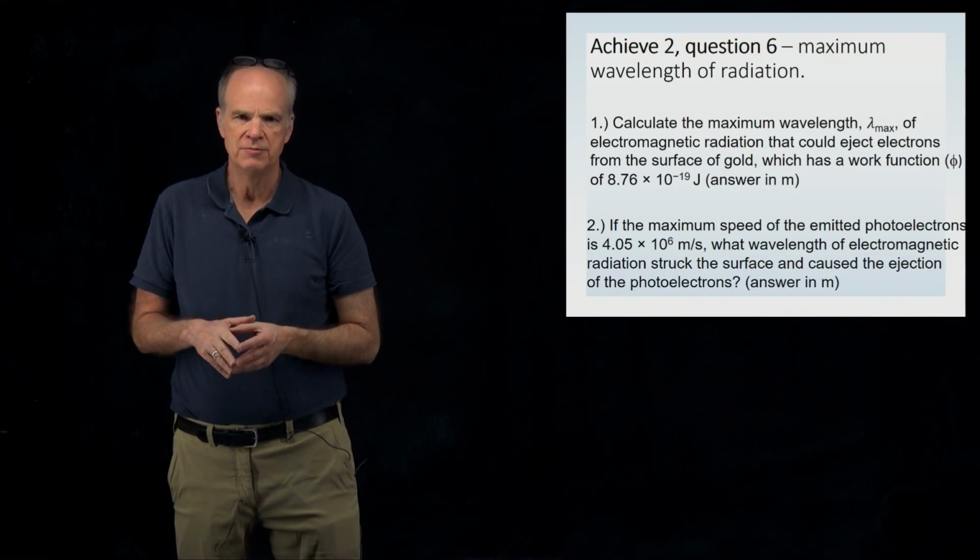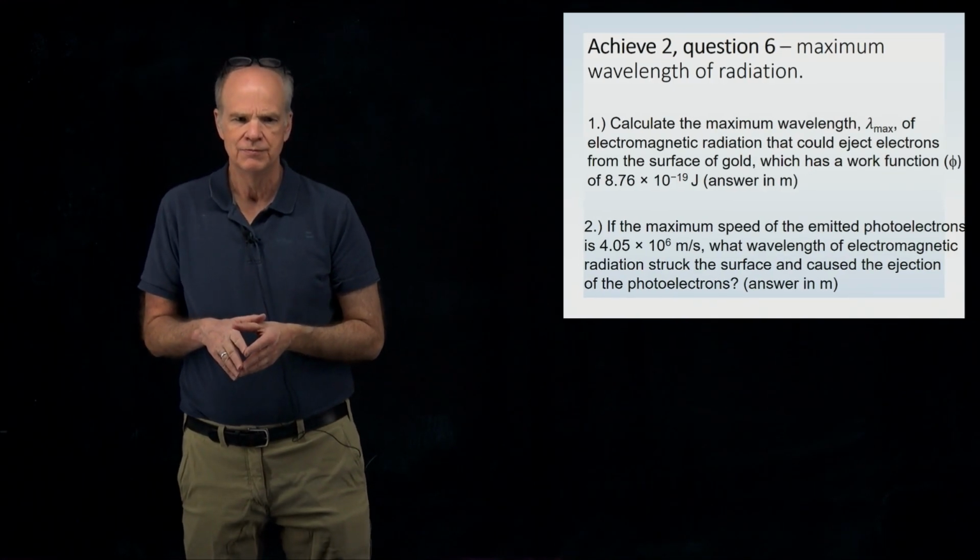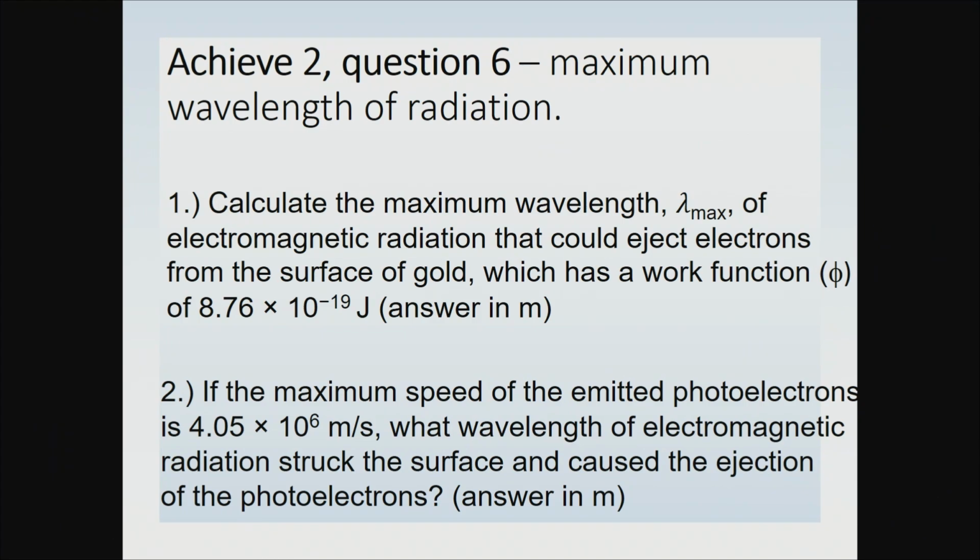Welcome back to chemistry. Let me blow up the slide for this Achieve problem. So there are two parts to the problem. The first part is: calculate the maximum wavelength, lambda max, of electromagnetic radiation that can eject electrons from the surface of gold, which has a work function, symbolized by the Greek letter phi, of 8.76 times 10 to the negative 19 joules. And they want the answer in meters.